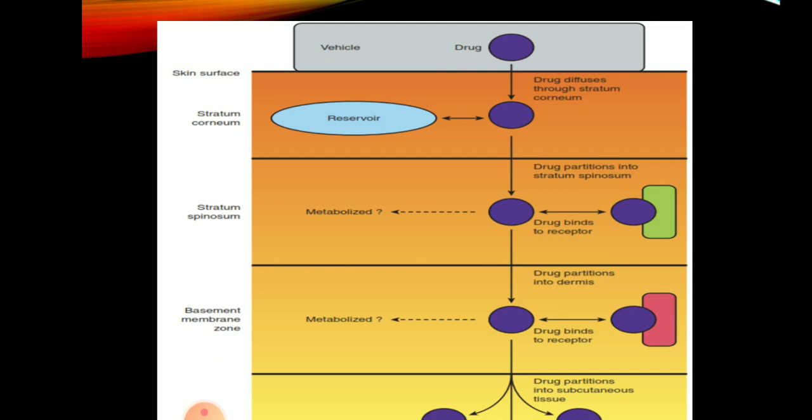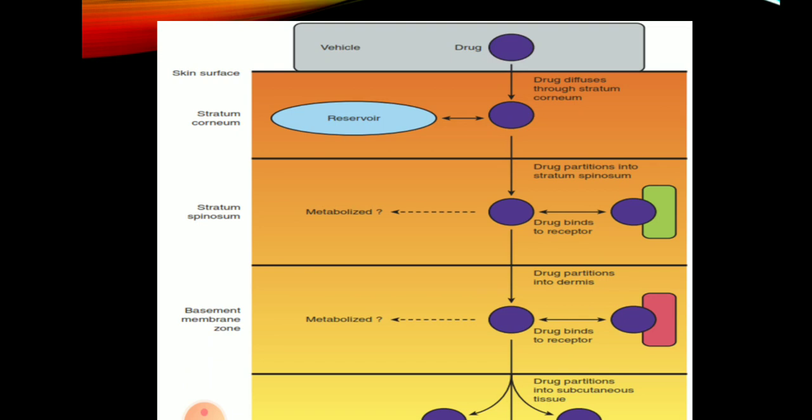So basically the topmost structure is the dead skin, and then the stratum spinosum is also a layer where the drug is coming through, and here a part of it is metabolized and maybe binding with a receptor. Then it comes further down and partitions into the dermis. It binds to the receptor. From there onwards it can show its action. That means it is not systemically absorbed.